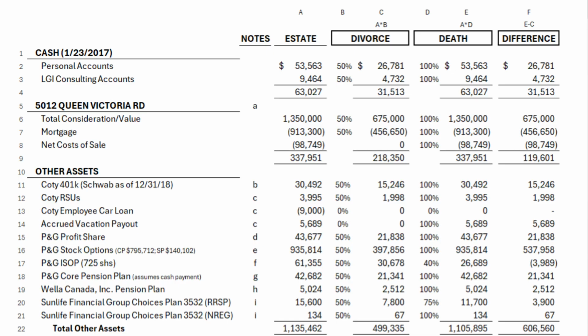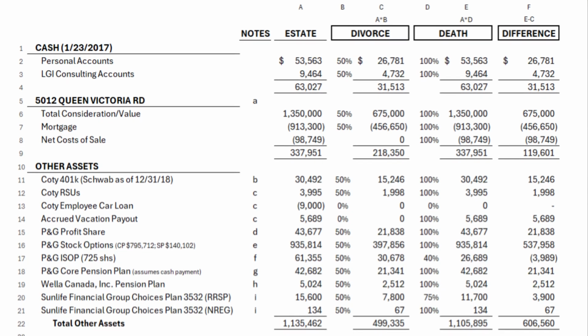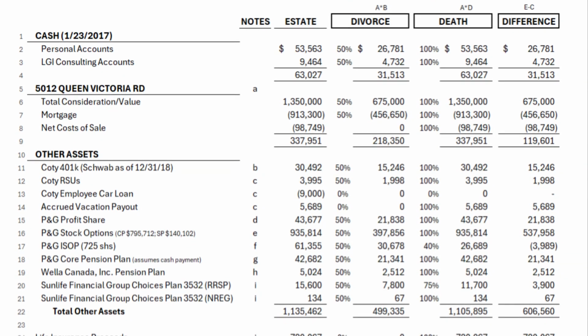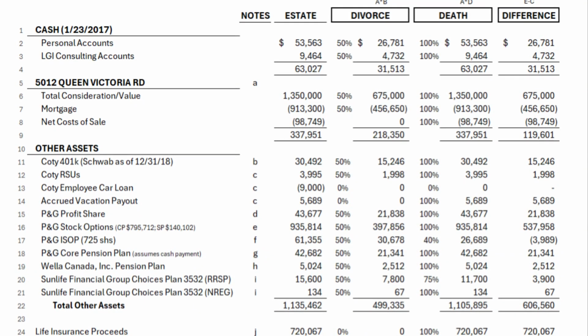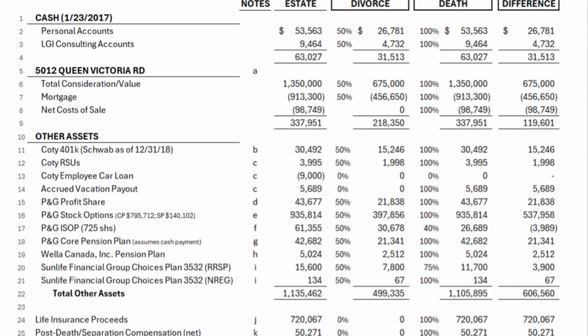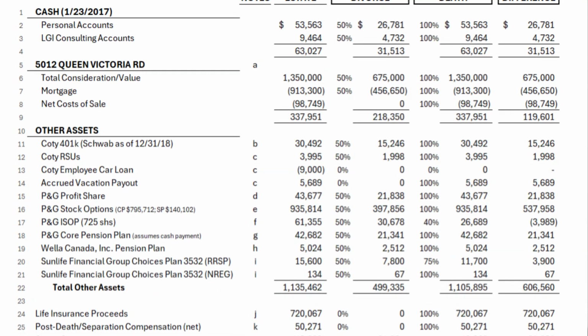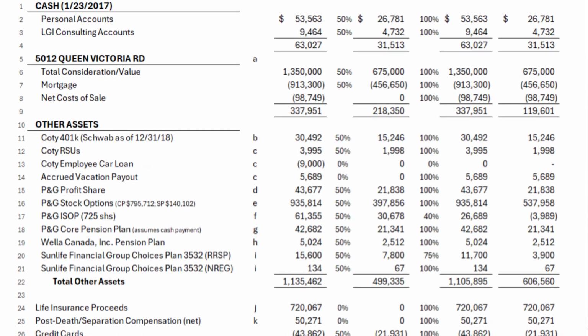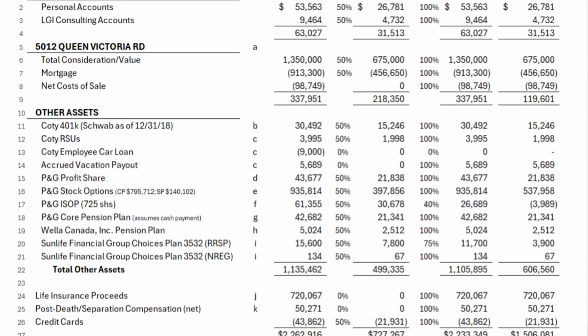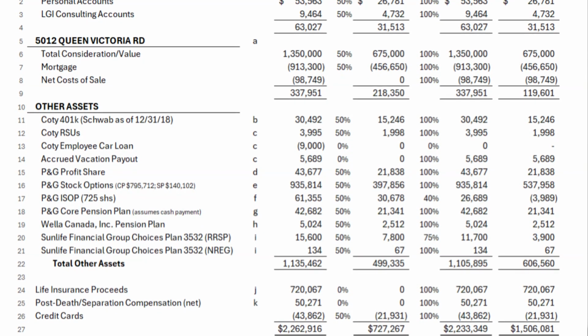Making this chart, creating this chart, did you also perform some calculations to determine the difference between what the defendant would have gotten in a divorce situation versus if her husband died because he was murdered? I did. That's column F on the far right side. That's the delta, or the difference, between a divorce scenario and a death scenario.